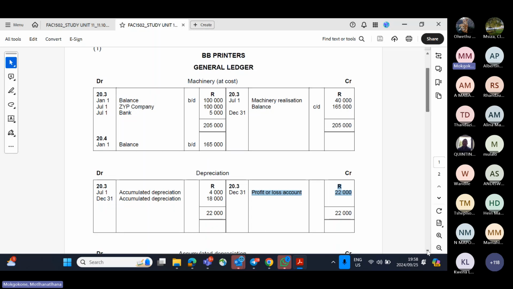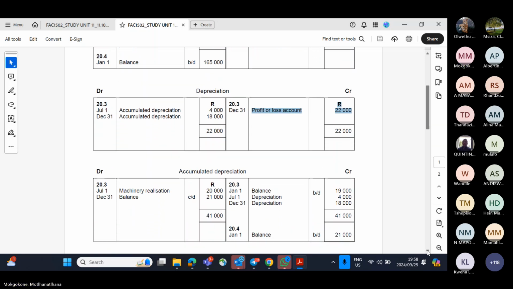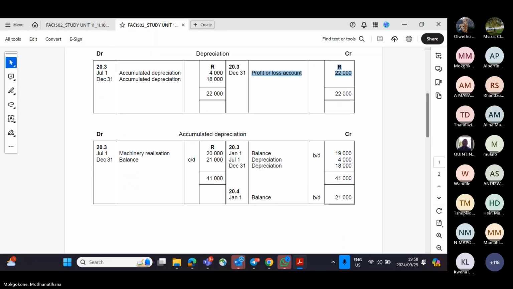Is there any question on depreciation? Currently, there are no questions posted. Okay, let's move on.